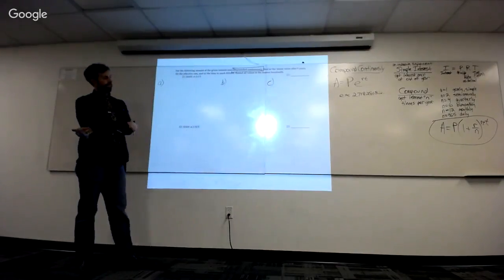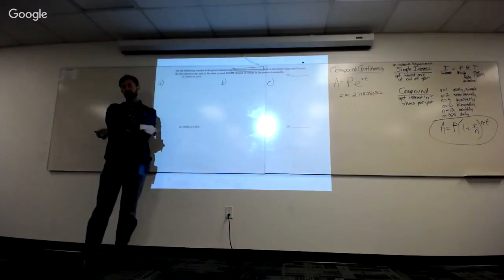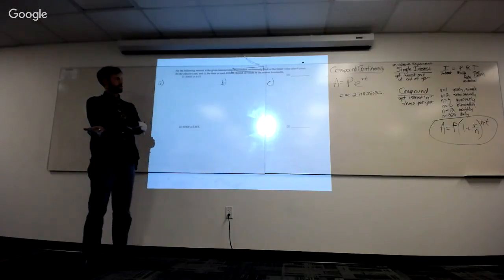So it's very similar to the first formula. You have a P, you have a base, and a product of t. I oftentimes just think of this formula as PERT.